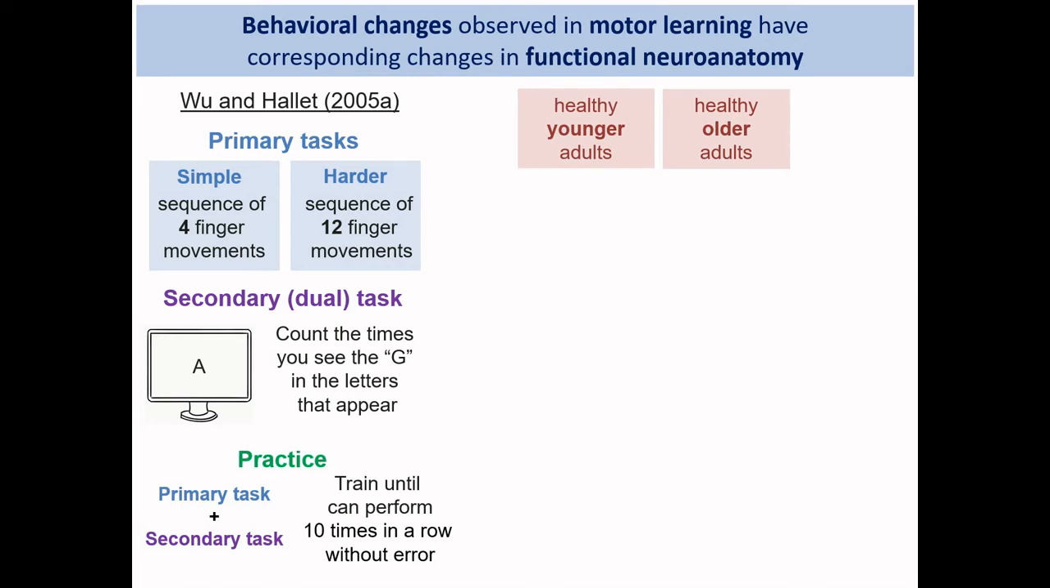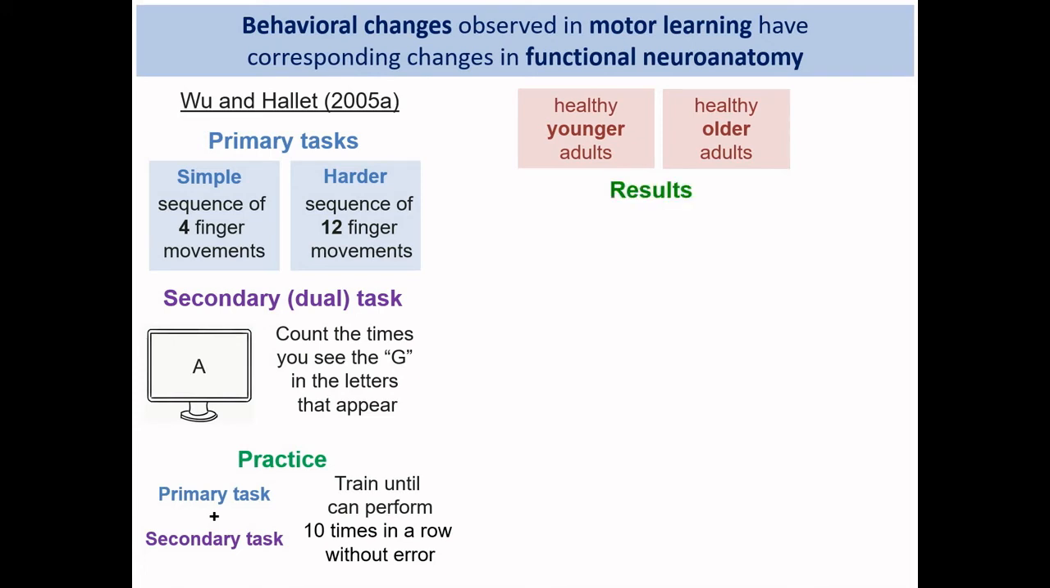In order to get to the point where participants were performing the primary task automatically, the researchers had the participants practice until the primary task could be completed without error from memory, and could be done so at a speed of at least 2 taps per second, and while the secondary task was also being performed at the same time without error.